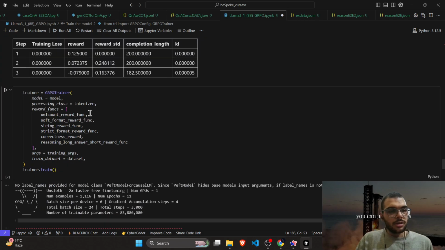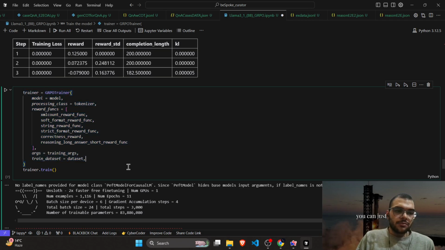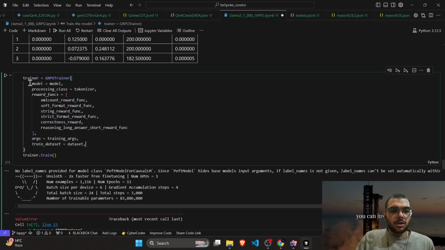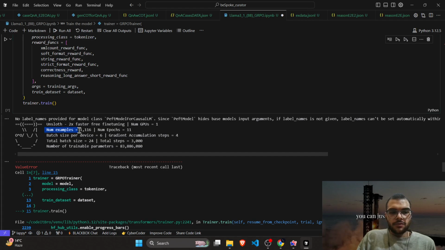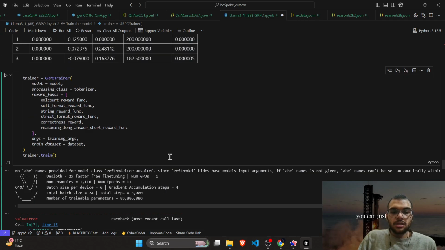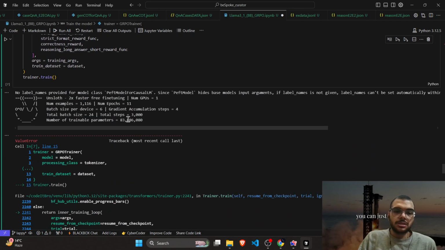So it's good. Then this is the GRPO trainer. Basically, this is the main function where the GRPO would be implemented. So model is initialized, tokenizer is initialized, all the reward functions are initialized, training arguments and the dataset have been given. And when you run this block, the training will start. It will show number of examples, number of epochs, batch size per device, gradient accumulation steps, all the stats would come here. You can see the number of trainable parameters is only 83 million, because although the model is about 8 billion parameters, still only this many parameters have been trained.